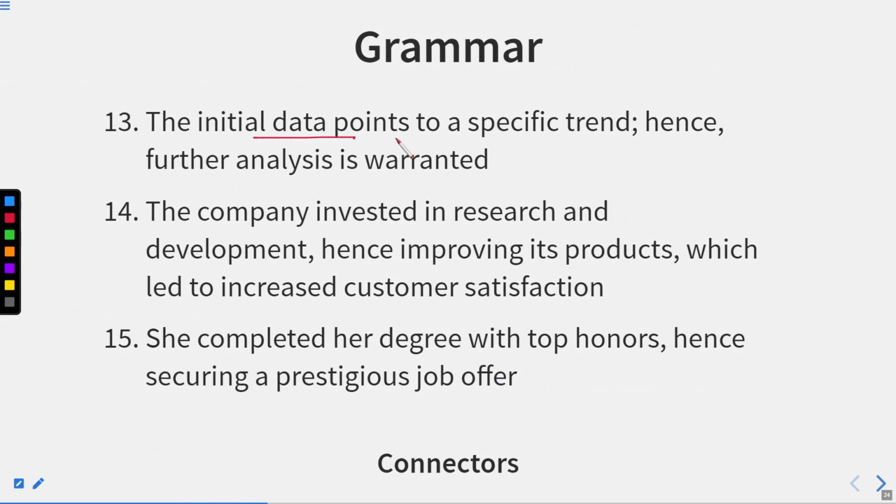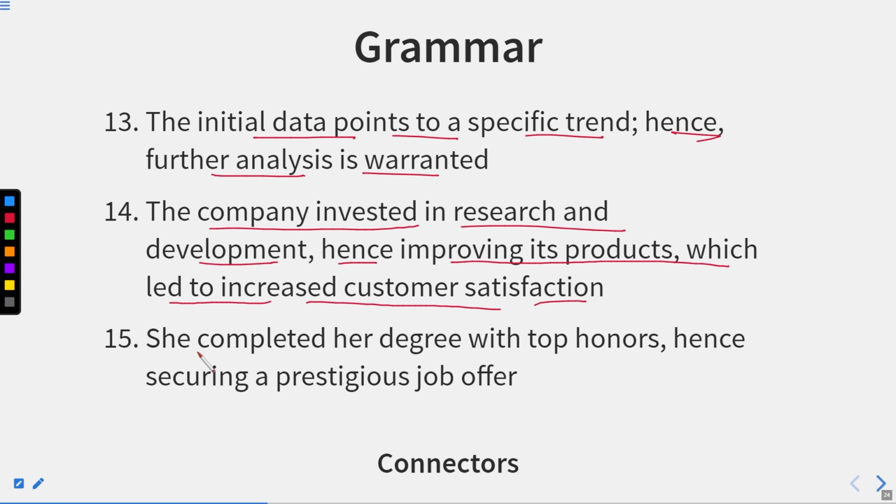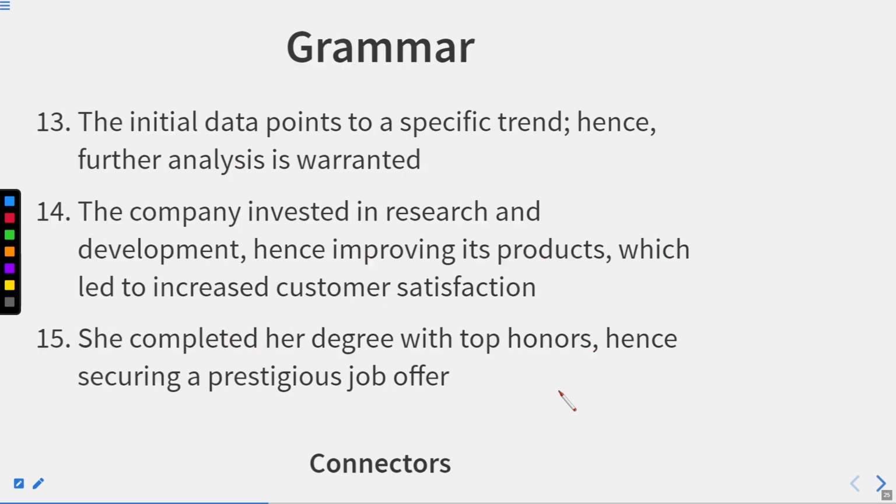The initial data points to a specific trend. Hence, further analysis is warranted. The company invested in research and development, hence improving its products, which led to increased customer satisfaction. She completed her degree with top honors, hence securing a prestigious job offer.